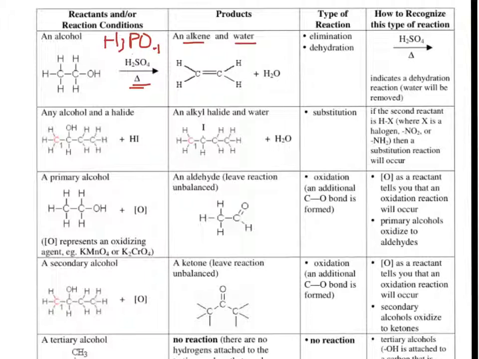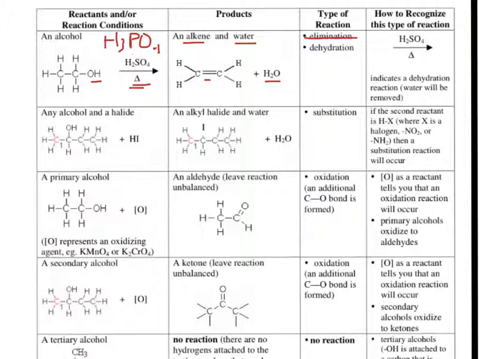Now, does that look familiar to you? Probably not. The key word here is elimination. This is what we call an elimination reaction. You are eliminating the hydroxide, and what you're getting out of it is a double bond, or an alkene. So in a sense, we're calling it dehydration. You're removing water.